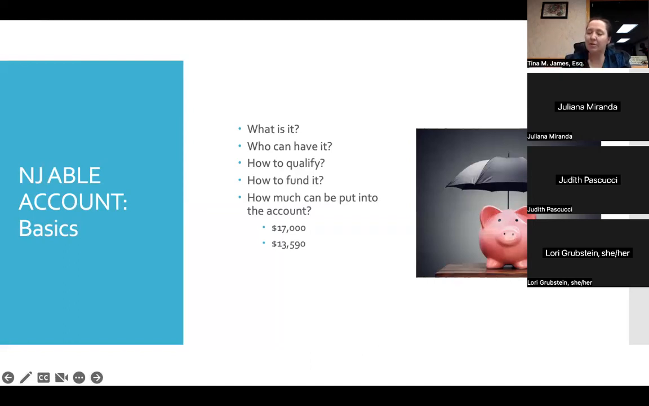Now, sounds too good to be true. That's because it usually is. There is a drawback to a New Jersey ABLE account. The biggest downside is that when that individual passes away, money that's left in this account will be paid back to Medicaid. But hear me out before you discard this as an option. This is a very, very, very useful tool to have for a couple of reasons.